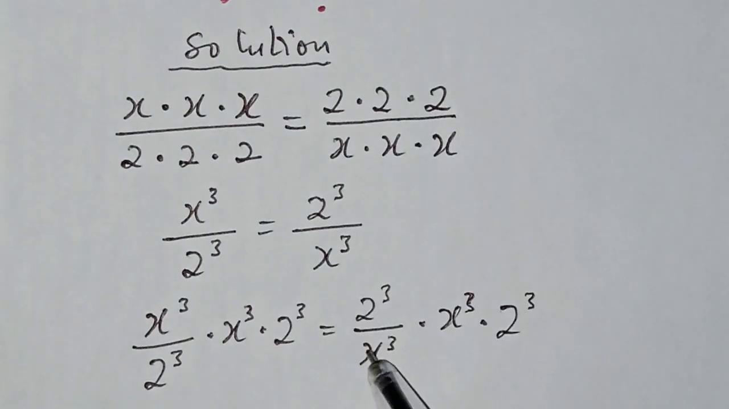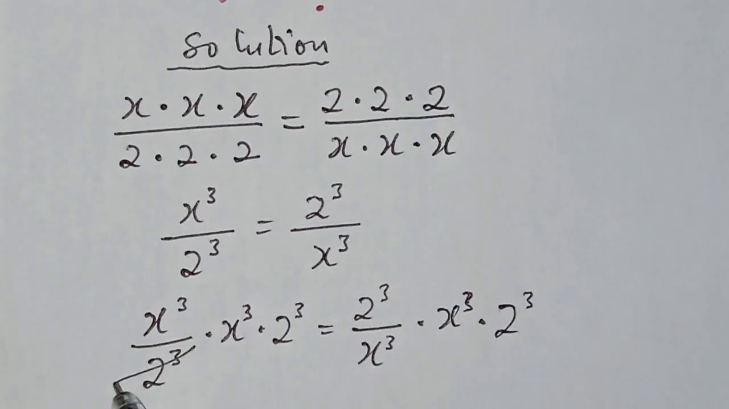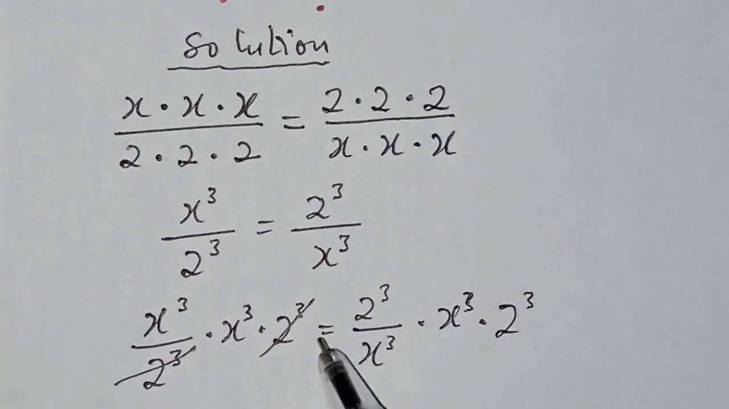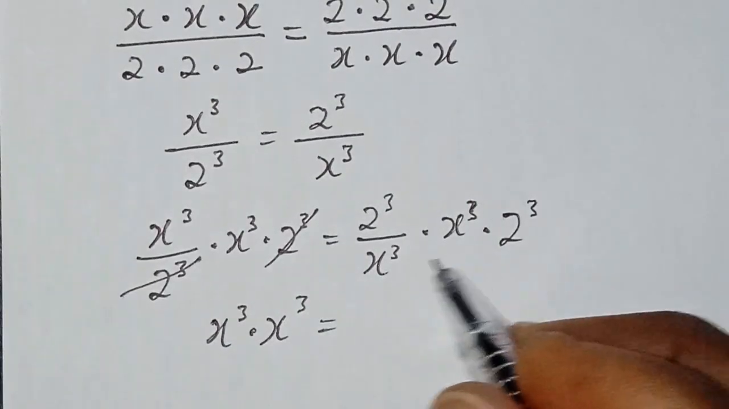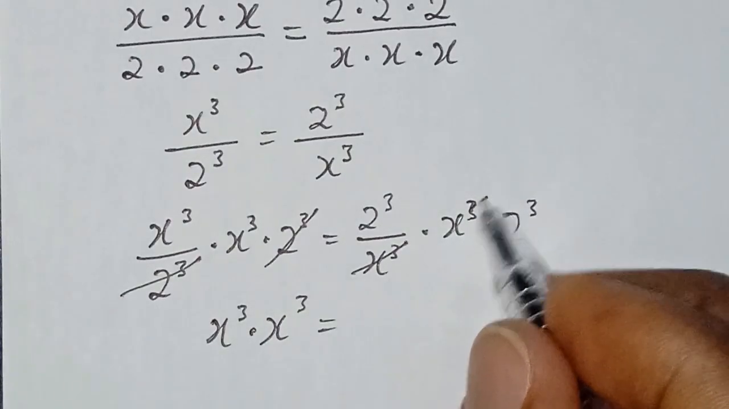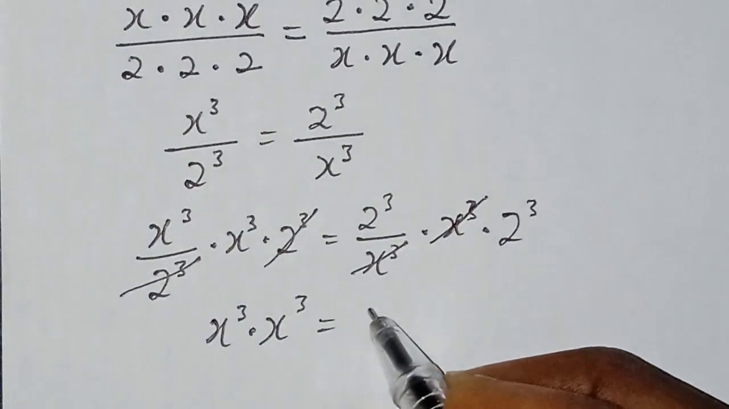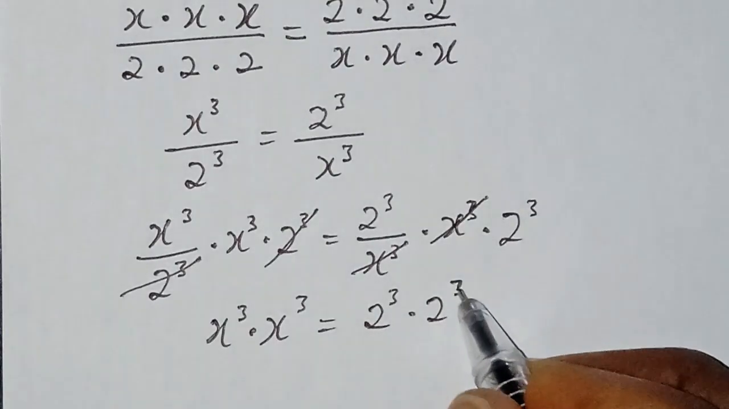So from here we can cancel out. The 2 cubed cancels out with 2 cubed from the left hand side. So we have x cubed multiplied by x cubed. From the right hand side, x cubed cancels out x cubed. So we now have 2 cubed multiplied by 2 cubed.